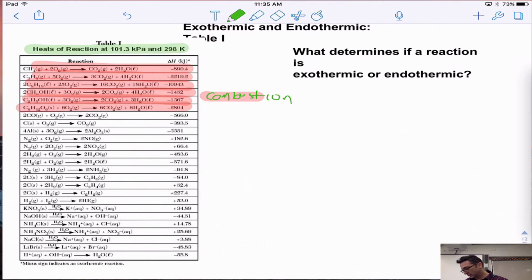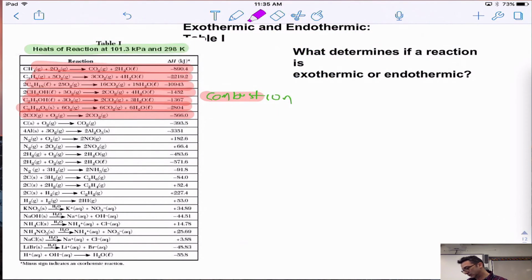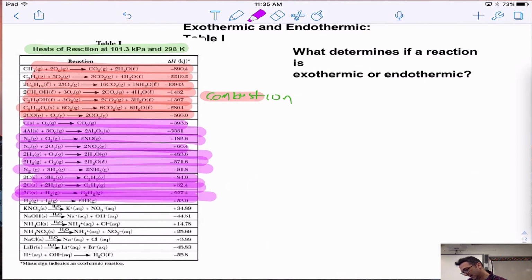Next, and actually this is also a combustion, except there's no hydrogen, so you're not producing H2O. The next class of reactions are synthesis reactions, and those are the bulk of them. They go all the way down, these next bunch of reactions, to where HI is. And all of those are synthesis reactions.